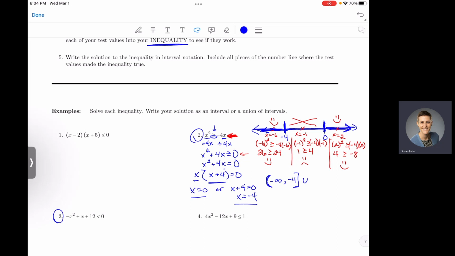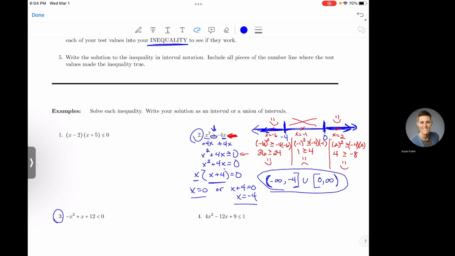And then I'm going to union that with everything greater than 0. So that's going to be 0 to infinity. Again, don't include infinity. It's an idea. And we will include 0 because of that equal sign in our inequality symbol. So this is our solution. And this one tells us to write our solution as an interval.